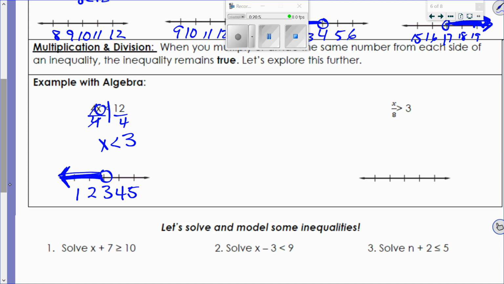Okay, our last one here for the example. What's the opposite of dividing by 8? Multiplying by 8. So that becomes 8 over 1. Those reduced away. I just have x on this side. Again, we draw my sign exactly like it is. 3 times 8 is 24. So my number line is going to go around 24.